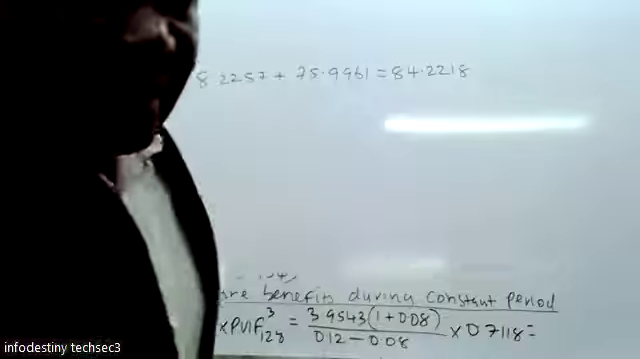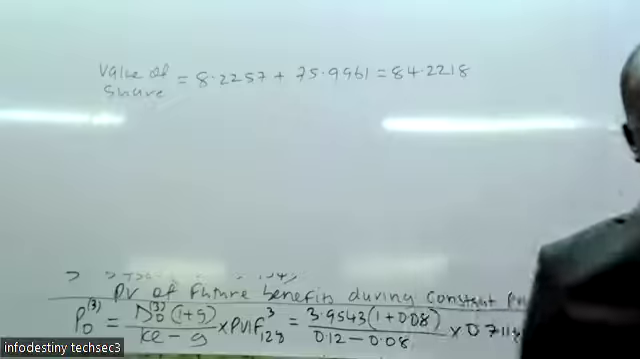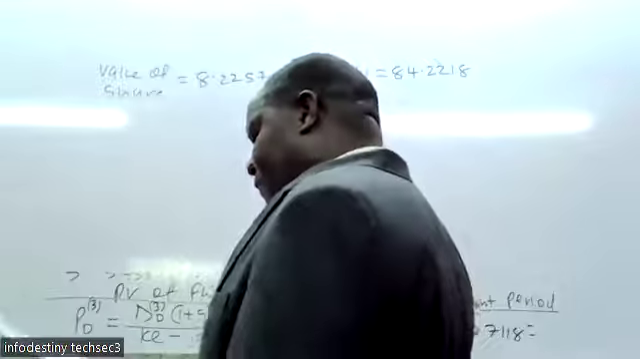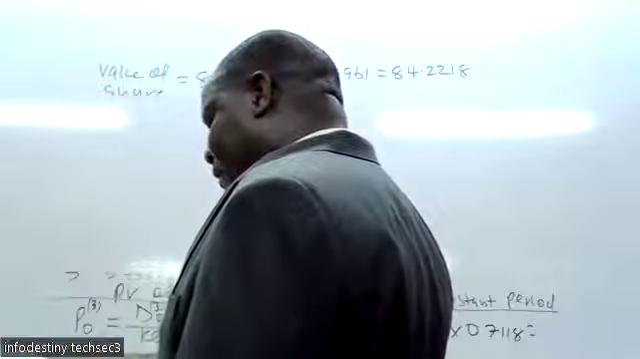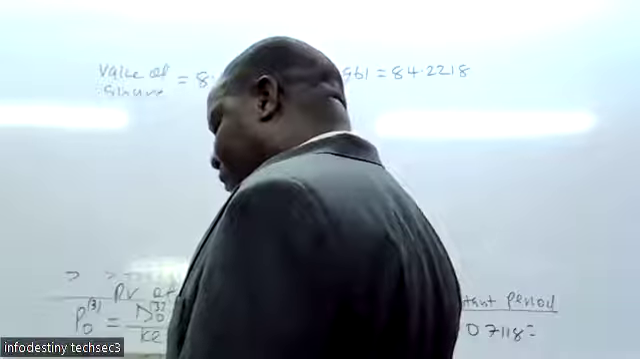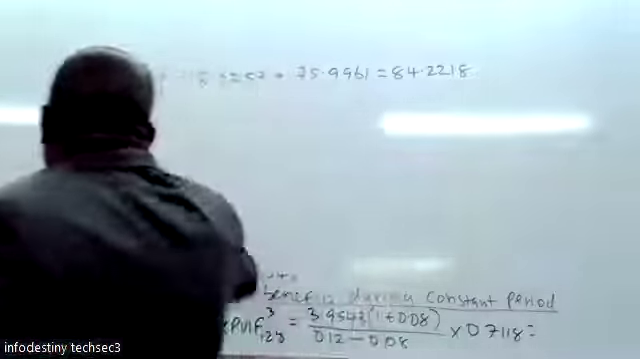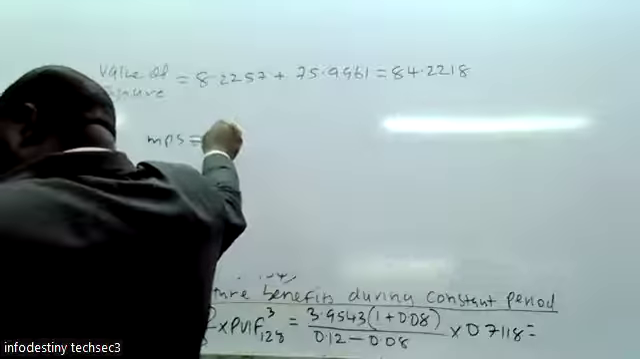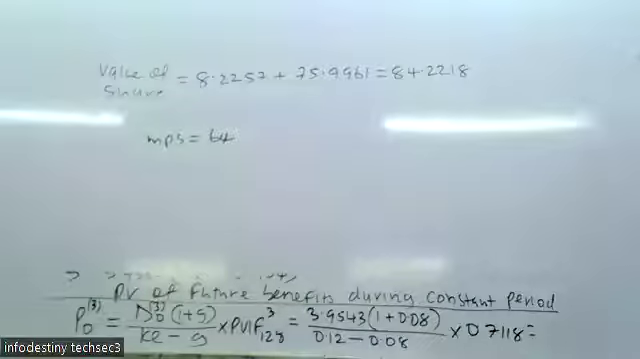So the question had asked you to determine whether the share is currently fairly valued, undervalued, or overvalued. They say after 5 years, currently it is 40, but we shall use the share of the company to sell at the end of the 5 years from now. So the market price per share is 64. But the true value of the share is 84.